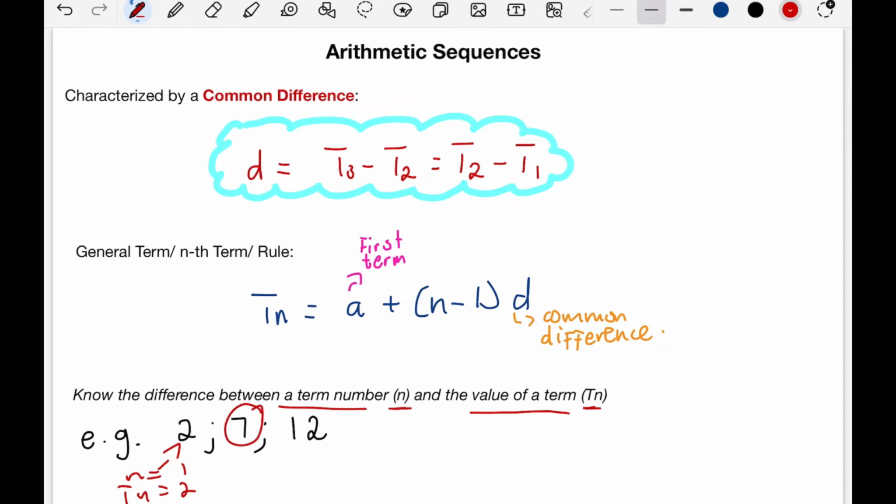The second term has a value of 7. In other words, when n is 2, Tn is 7. The third term has a value of 12. In other words, when n is 3, Tn is 12. Know the difference between a term number and the value of a term. This will come in very, very handy.